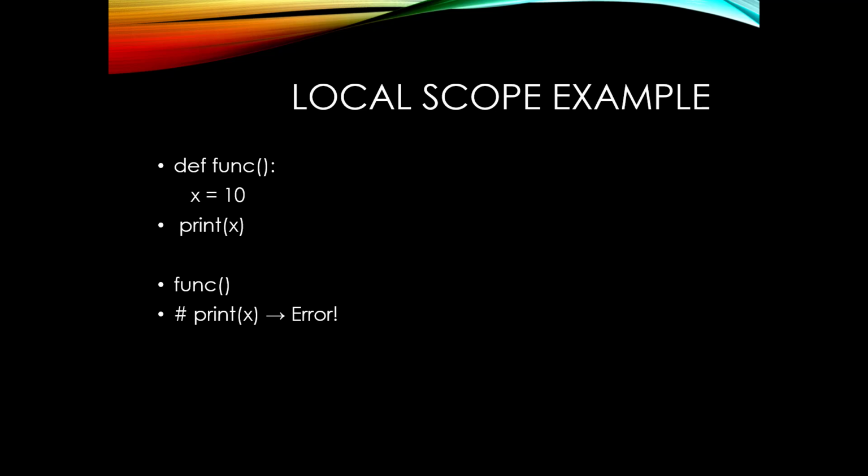Let's take a look at a local scope example. Def function, inside it we are creating a variable x and assigning a value of 10 to it. Next we are printing this variable. Here x is local. Trying to access it outside the function will give you an error.